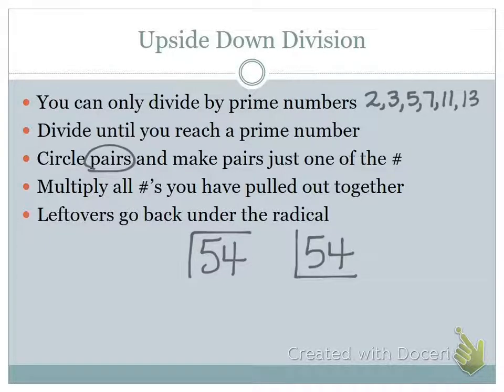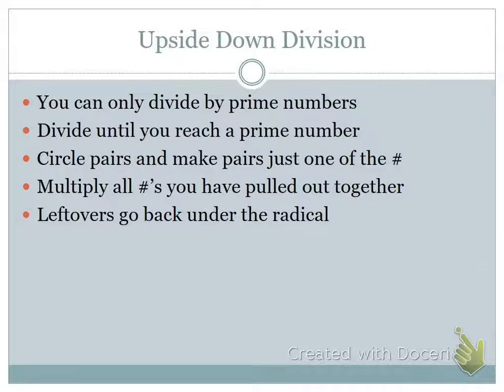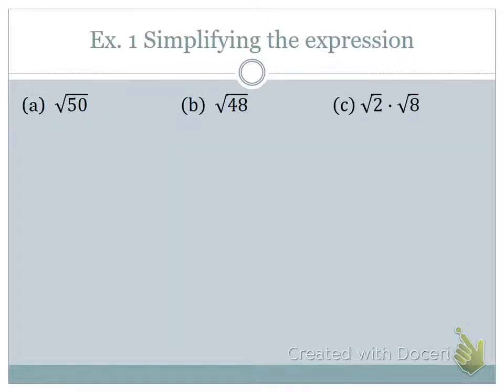All right, then we're going to multiply all the numbers that we've pulled out. So any numbers that come out from underneath the radical, we don't add them together, we don't subtract them, we don't divide them, we multiply them. Okay, and then leftovers go back underneath the radical. All right, so let's look at example number 1. It says simplify the expression. All right, and they want our answer simplified with radical expressions. So if it's not a perfect square, then we're going to leave our answer as simplified as we possibly can.